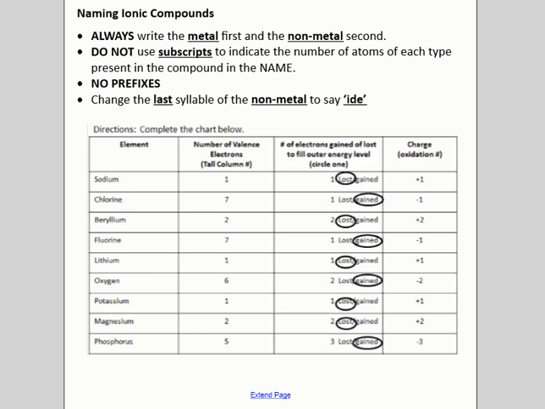Okay, so we've taken a moment here to show you what the answers are. Beryllium in group 2 loses 2 electrons to get a +2 charge. Fluorine in group 7 gains 1 and gets a -1 charge. Lithium +1, oxygen -2. Potassium +1, magnesium +2. And phosphorus in group 5 has to gain 3 electrons and get a charge of -3.